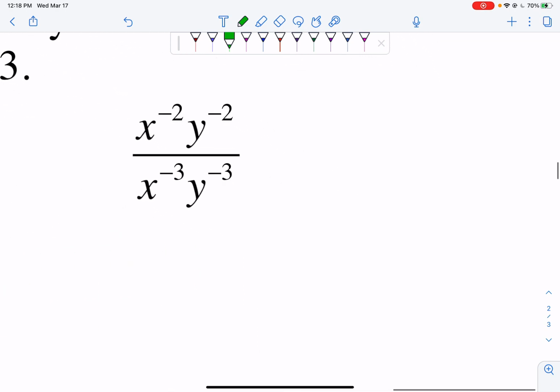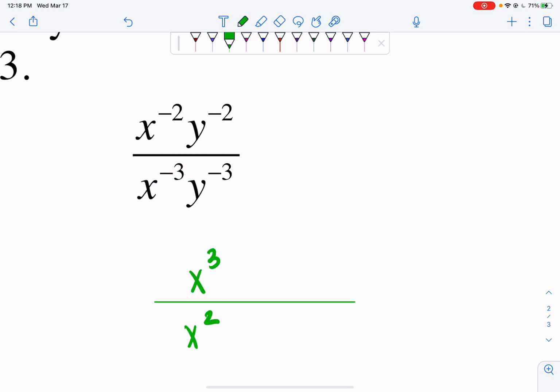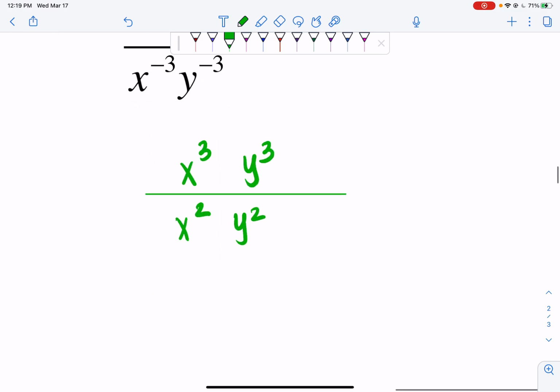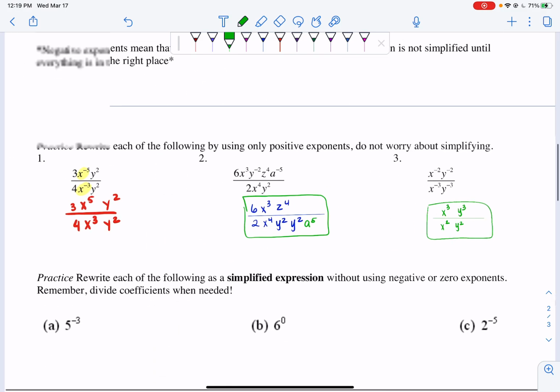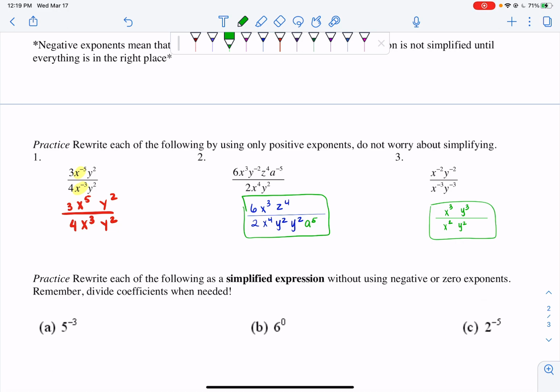If you look, everything's negative, so we're basically just going to rewrite our fraction. My x to the negative 2 will go downstairs. My x to the negative 3 will go upstairs. My y to the negative 2 will go downstairs. My y to the negative 3 will go upstairs. So I get x to the third, y to the third over x squared, y squared. Okay. Now let's go over how we can actually simplify these expressions.